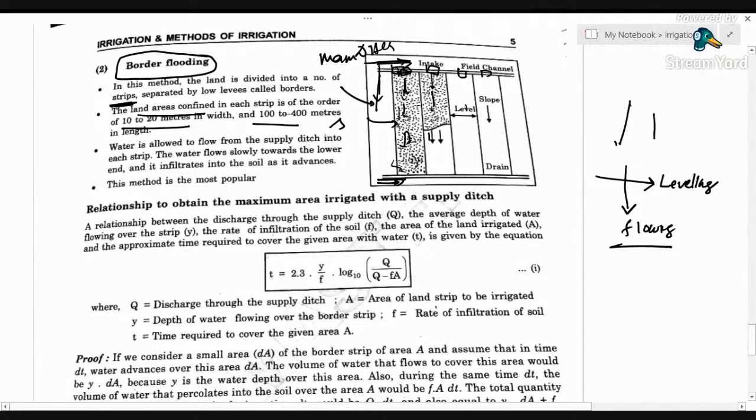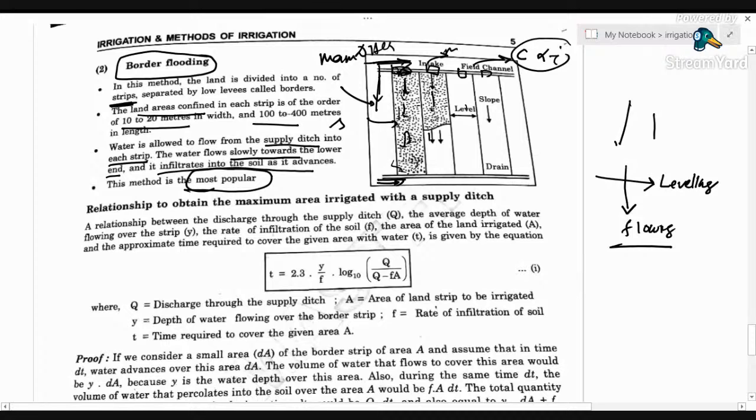Water is allowed to flow from the supply ditch into each strip. The water flows slowly towards the lower end and infiltrates into the soil. The capacity of the main ditch depends upon the infiltration capacity of the strip. With more infiltration capacity of the strip, the water requirement in the main ditch will increase. This was the most popular method.